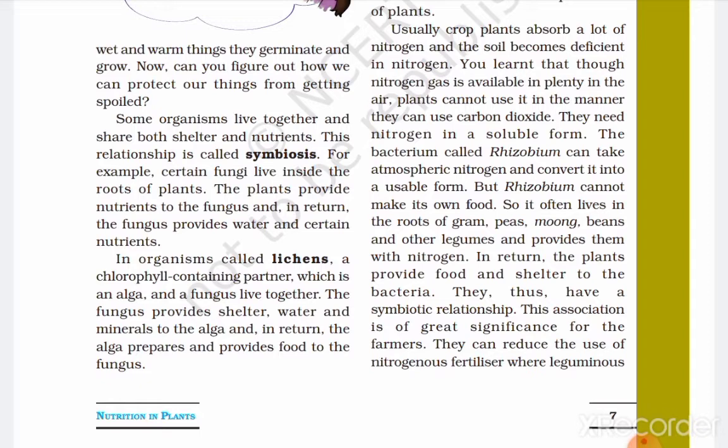The rhizobium makes the gaseous nitrogen into a soluble nitrogen, and the plant absorbs it. And now you are thinking, what does the plant give to rhizobium? The plants give food and shelter to the rhizobium.